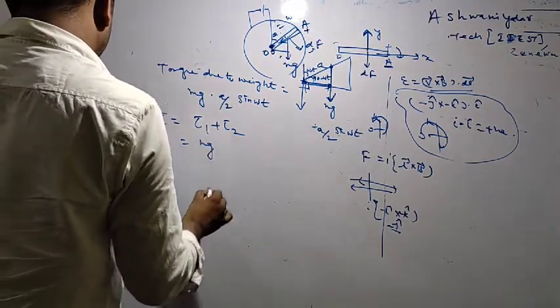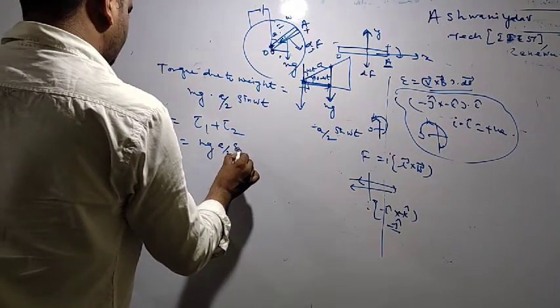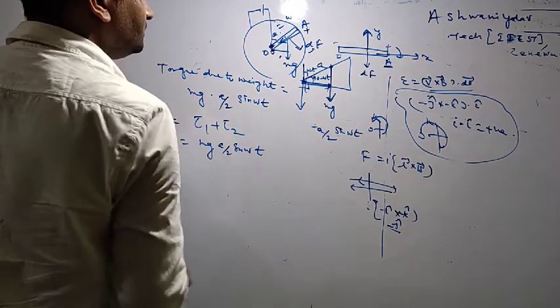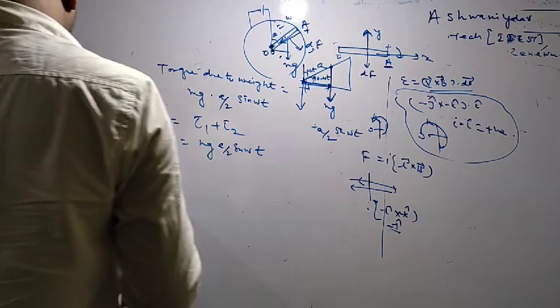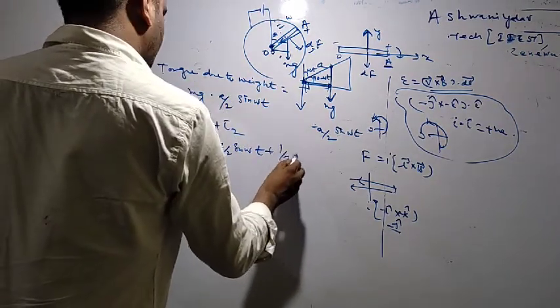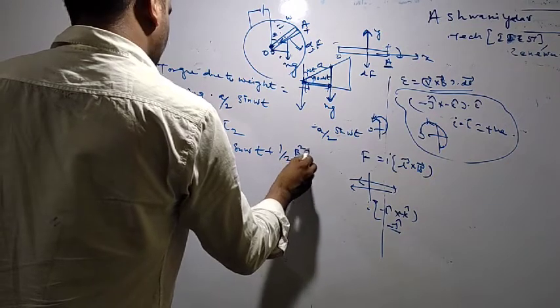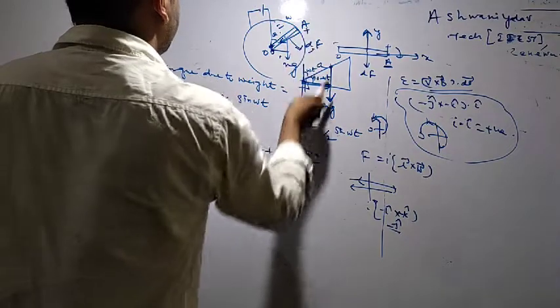So we can write the net torque, just add this: mg a by 2 sine omega t, plus half b square omega a to the fourth by r. This is the net torque acting in this direction.